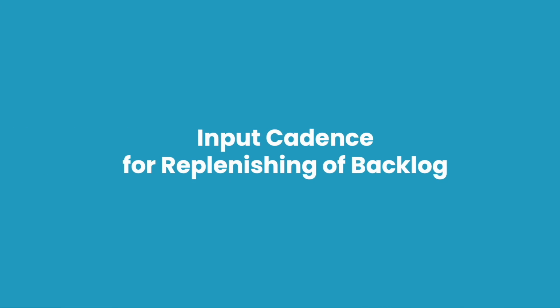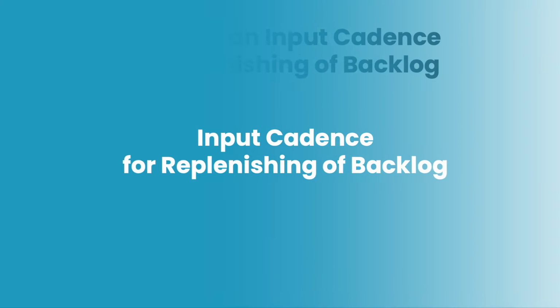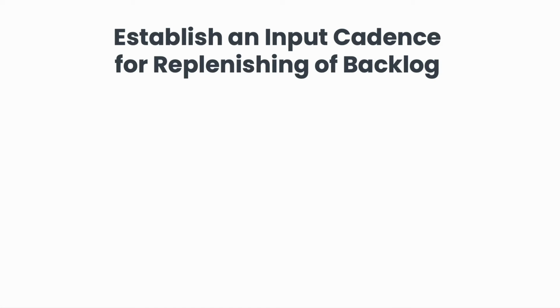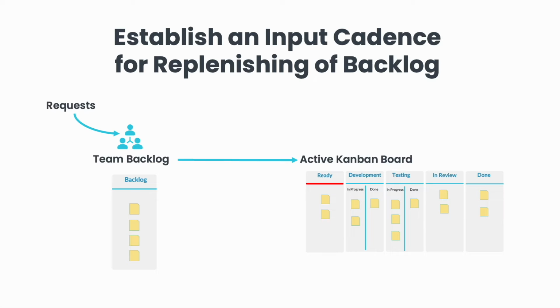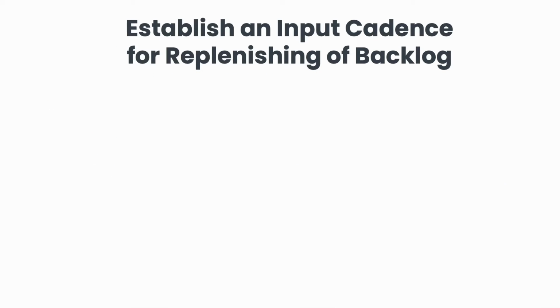Establish an input cadence for replenishing of backlog. Once your Kanban team has been established, it's just a matter of time until new requests will be coming in for your team, especially in the service team. This means you should have a process of how new items and requests will be assigned to your team. In this section, we will discuss the process of how work items get into our active Kanban board. For our team, this means how user stories and bugs get from our backlog into our ready column.